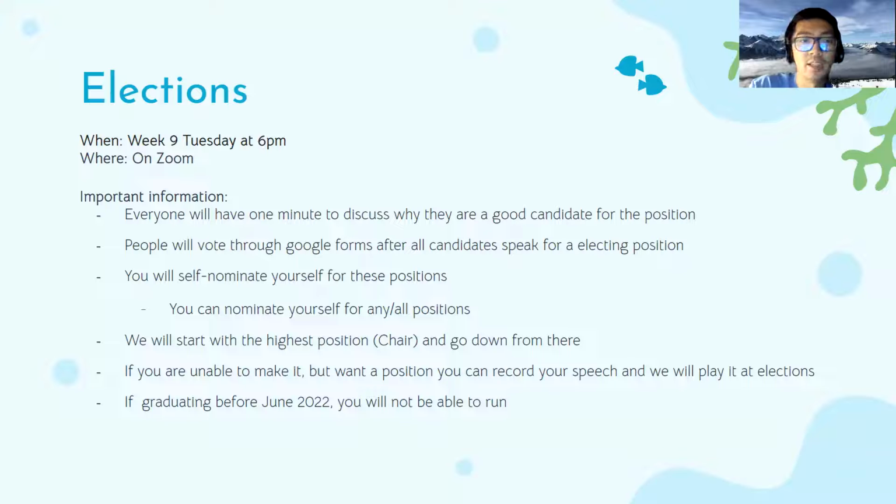The last restriction is if you're a senior, and specifically if you're graduating before June of 2022, you will not be able to run. This is just to ensure that there are a lot more fresh individuals on the board, as most people on the board right now do not qualify for this. But if you are a 4th year and you are graduating after this year, say you're doing a full 5th year or even part of a 5th year, then you're eligible to run.